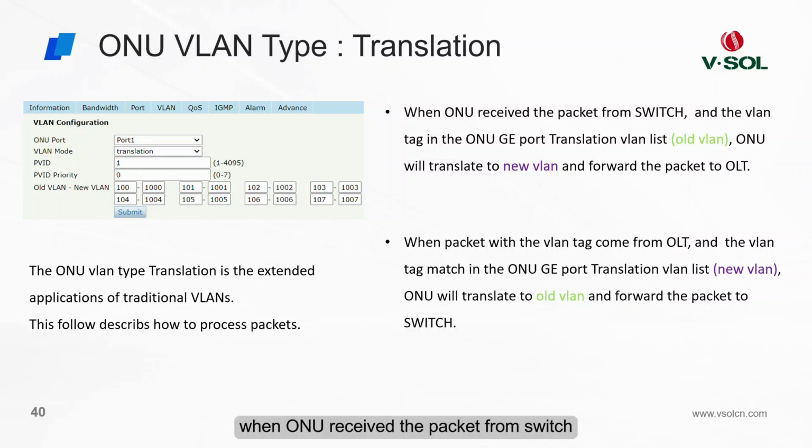When the ONU receives the packet from the switch, and the VLAN tag is in the ONU GE port translation VLAN list as the old VLAN, the ONU will translate it to the new VLAN and forward the packet to the OLT. When a packet with a VLAN tag comes from the OLT, and the VLAN tag matches the new VLAN in the ONU GE port translation VLAN list, the ONU will translate it to the old VLAN and forward the packet to the switch.